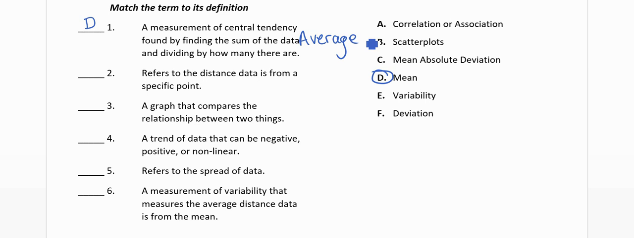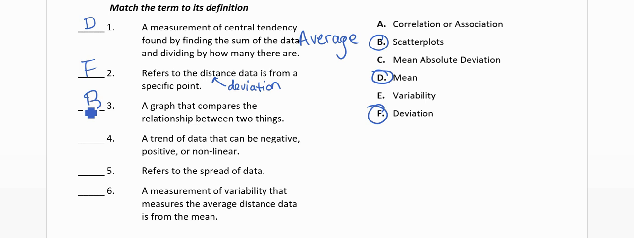Number two refers to the distance data is from a specific point. That would be my deviation. So another word that you may hear for distance is deviation. Number three, a graph that compares the relationship between two things, that's scatter plots.